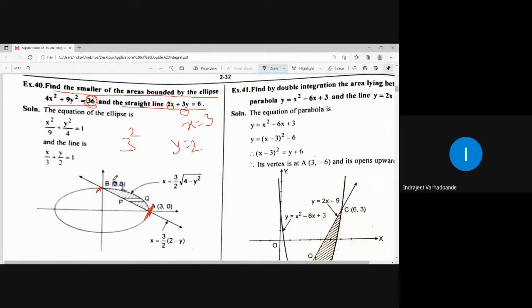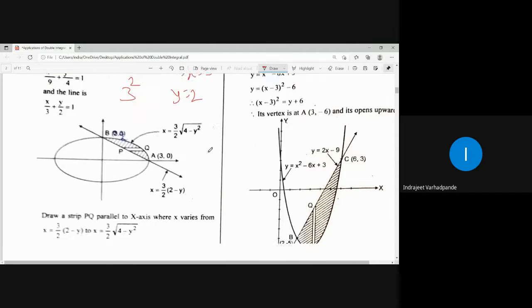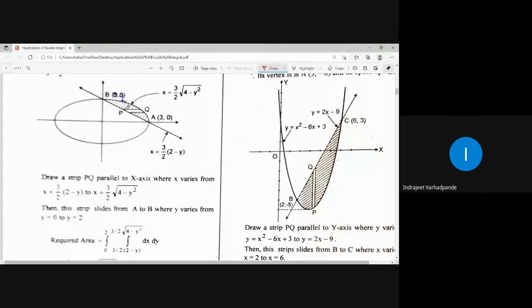Now the area which is bounded by them, the straight line and the ellipse, whatever portion is getting covered, we try to generate the region and get the shaded portion. So the shaded portion is nothing but the area which is to be calculated, bounded by the line as well as the ellipse. Now it is my choice to draw the strip either vertical or horizontal. In this case I have drawn the horizontal strip which is parallel to the x-axis. Get the limits of x.